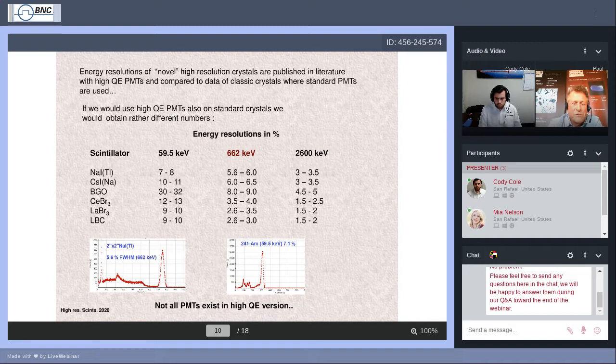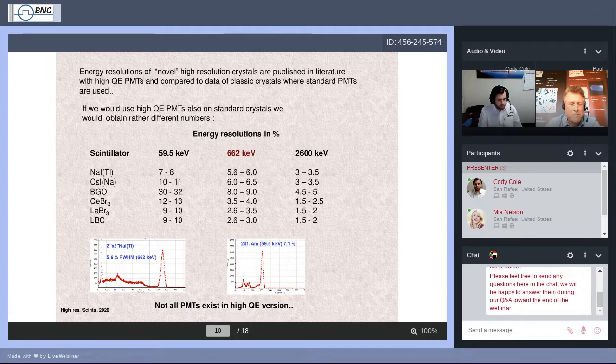And I would like to bring to your attention that if we used high quantum efficiency photomultiplier tubes also on standard scintillators, we would get quite different numbers than we often read in the literature. That's the reason I put together this table here. In this table, you see some scintillators like sodium iodide, cesium iodide, BGO, and then the high-resolution crystals, cerium bromide, LaBr3. You see the resolutions in percent, again at 60 keV and 662 keV, and I put it also at 2.6 MeV.